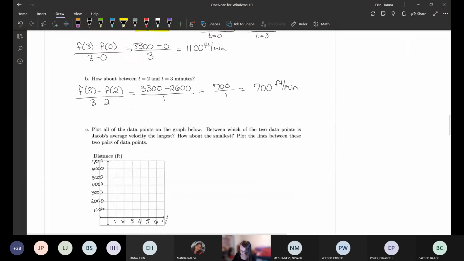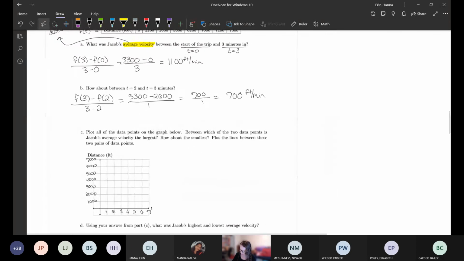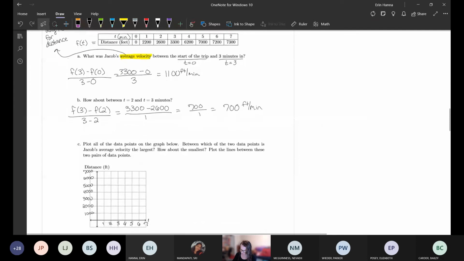And I'm going to try to squeeze the table back in here real quick, and then I'll zoom back in when we get to it. So we've got 0, 0, so that's just our origin. We've got 1, 2,200, so just above the 2,000 line. 2, 2,600, so about halfway, a little bit more than halfway. Let me move that up a little bit. Or not. Good enough. Then we've got 3,300, so a little bit above the 3,000 line.